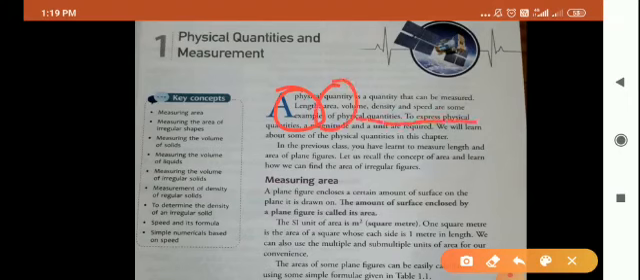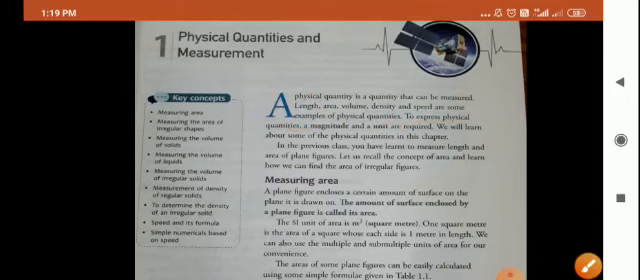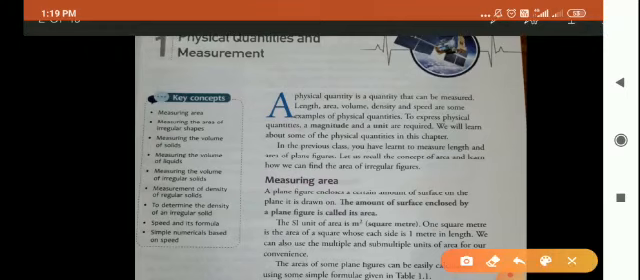density and speed. In the previous class, you have learnt to measure the length and area of plane figures. Now children, let us recall the concept of area and learn how we can measure the area of irregular figures. Now, what is area? The amount of surface enclosed by a plane figure is called its area.